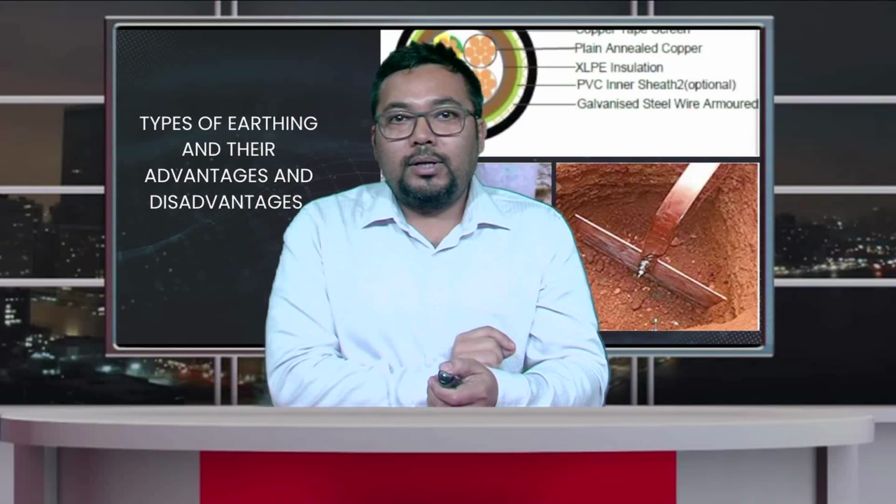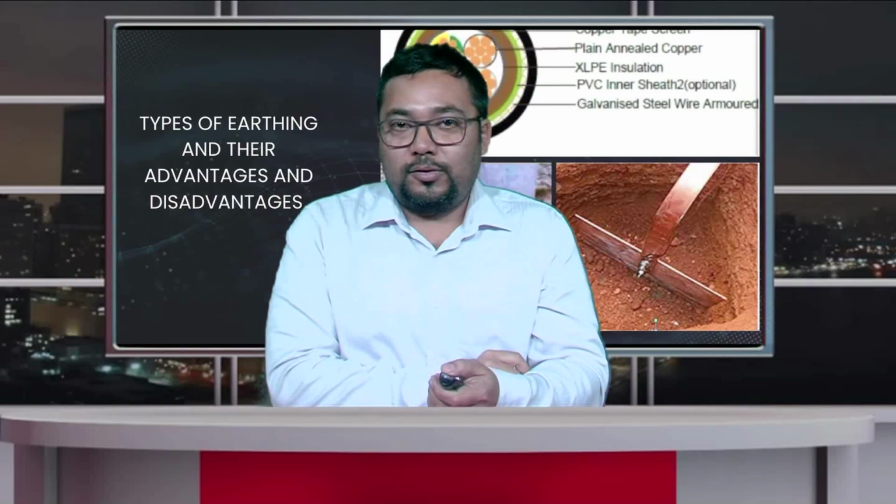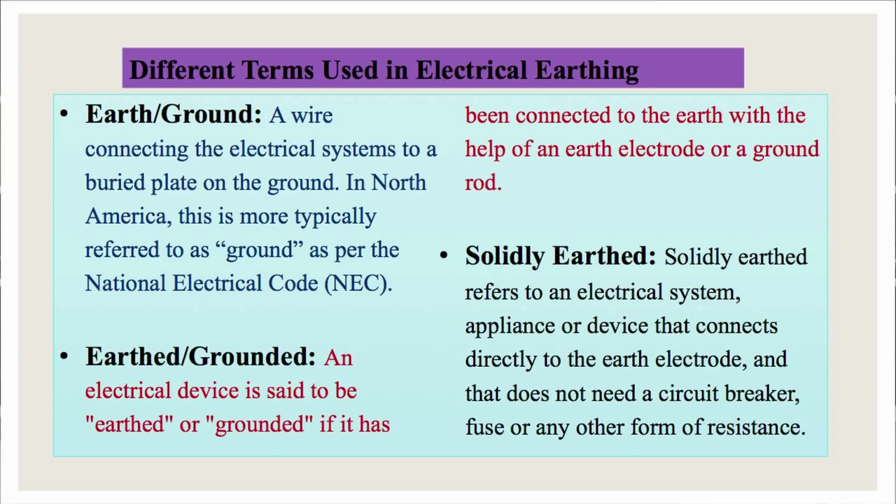Before going into different types of earthing, let us have a look at different terms used in this process. So first, I'll talk about earth and ground. This is a wire connecting the electrical system to a plate on the ground, and in North America, this is more typically referred to as ground as per the National Electrical Code.